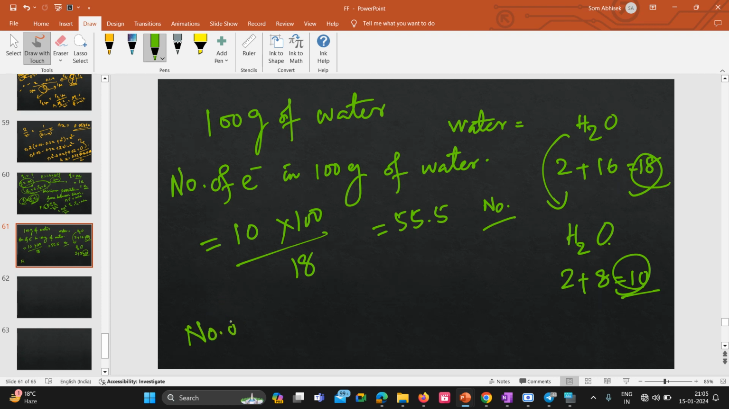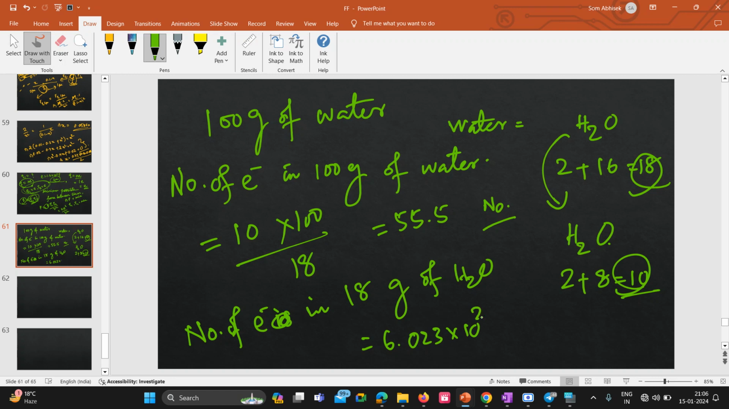Now the number of electrons. No, actually we have to multiply by 6.023 into 10 to the power 23. Alright. The number of electrons in 18 gram of water will be how much? 6.023 into 10 to the power 23 into 10. 2 electrons in hydrogen and 8 electrons in oxygen, so this into 10. That will give me about 6.023 into 10 to the power 24.